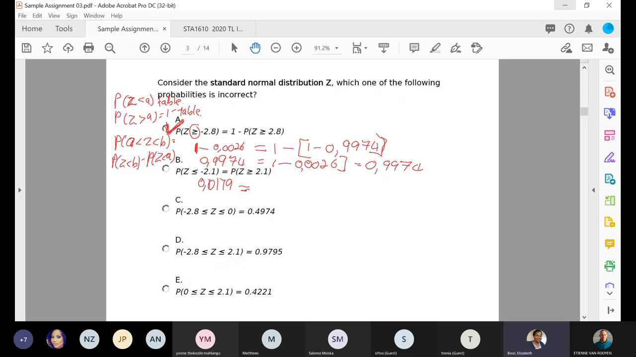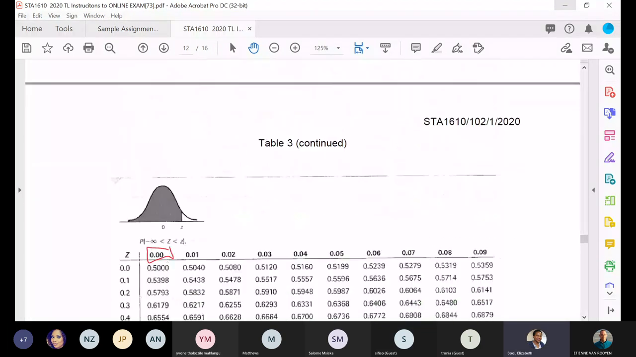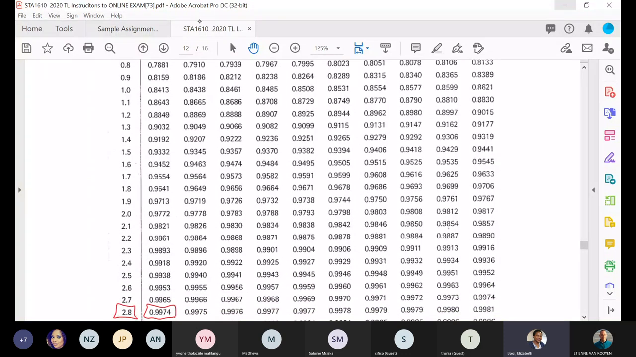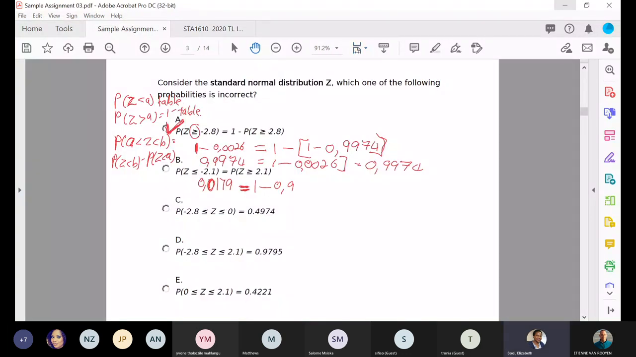What must we do here? It's going to be 1 minus the probability of 2.1. So we must go to the positive side and look for 2.1, and the value is 0.9821. So what is the answer there? 0.0179. So they are also equal, so therefore B is also correct.